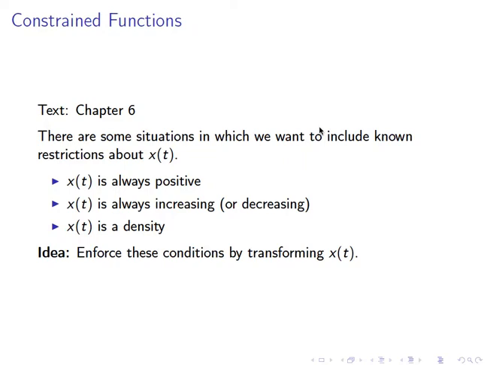So for example, maybe some functions require us to be positive. For example, when we estimate the precipitation functions, the amount of rainfall cannot be negative, right? So it has to be positive. Or the function has to be always monotone increasing or monotone decreasing. For example, when we estimate the growth curve, the height of human bodies over time, over the age, cannot be shrinking, right? So the height has to be monotone increasing. Therefore, the growth curve also has to be a monotone increasing function.